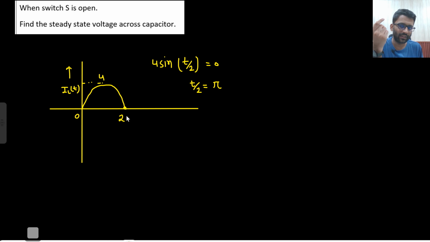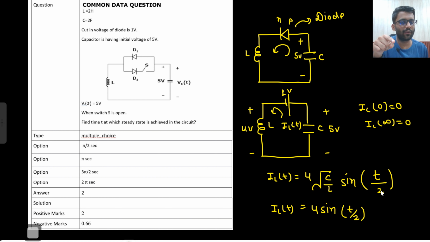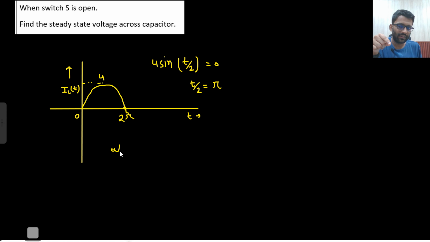After that, what will happen? The current will try to go negative. If it is trying to go negative, at that time only the diode will turn off. At t equals 2 pi plus, the current tries to go negative. That means the diode will be off, and if the diode is off, there is no current flow now.